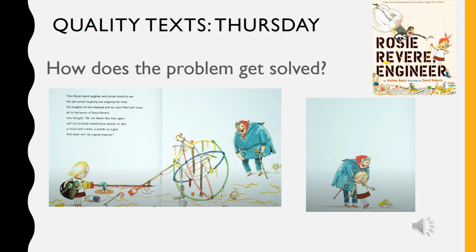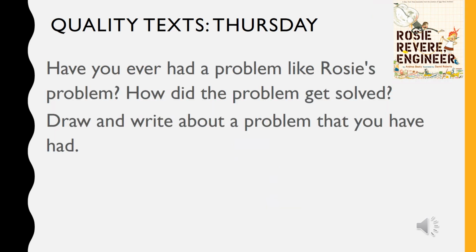Have you ever had to keep trying with something when you didn't get it the first go? Have you ever had a problem like Rosie's problem? Have you ever had to keep on trying and trying at something until you got it right? How did your problem get solved? Have you ever made something before and you thought it was really great and other people laughed at you? How did that make you feel? How did you solve your problem?